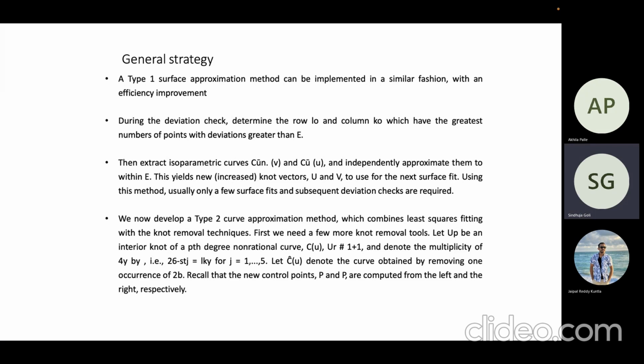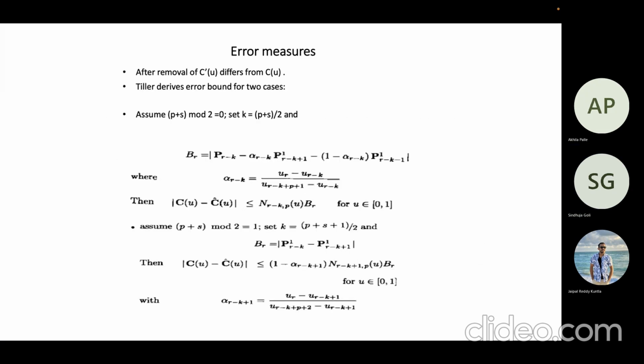Now develop a type 2 curve approximation method which combines least squares fitting with the knot removal techniques. And so next we have error measures. After removal, C'(u), which differs from C(u), Tiller derives error bounds for two cases. Assume p plus s mod 2 is equal to 0, set k is equal to (p plus s) by 2.